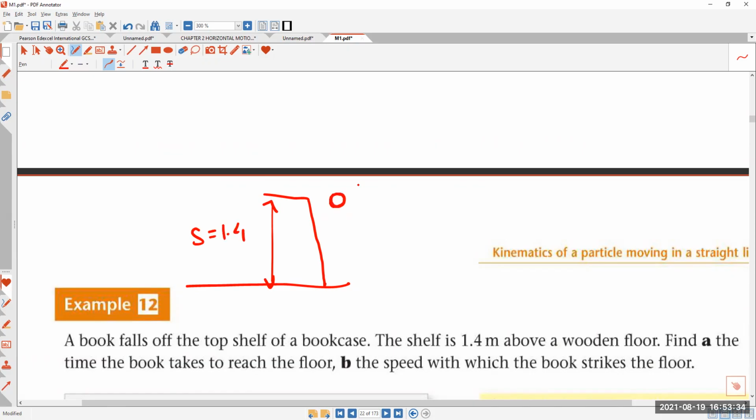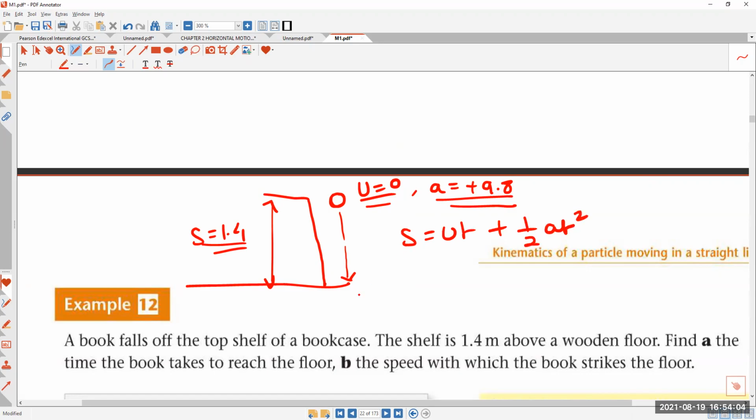When it is falling from here, what is the initial velocity? 0, right? They are dropping it. And what will your acceleration be? Positive 9.8. The question says find the time it takes the book to fall downwards. We have to find the time. Do I know s? Yes. Do I know u? Yes. Do I know a? Yes. Can you use s equals ut plus half at squared to find the time taken for the book to reach the floor? Clear? Everyone clear? Online, everyone clear?